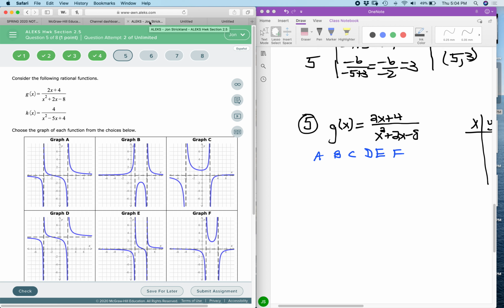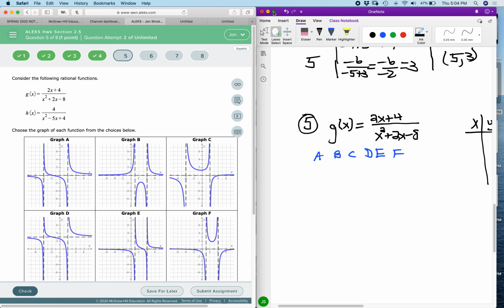Okay, for what we have in case problem number 5, we're looking at choosing the best matching graph for each of the functions. For the first of our two functions in this problem, we have g of x is equal to 2x plus 4 all over x squared plus 2x minus 8.